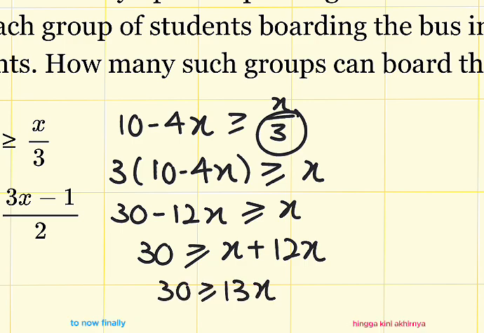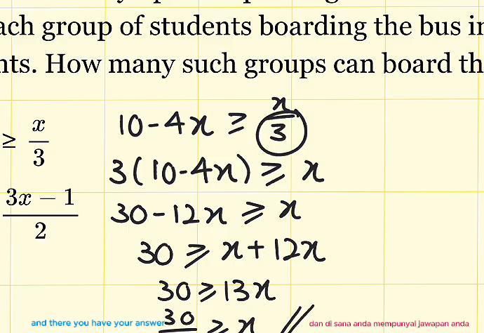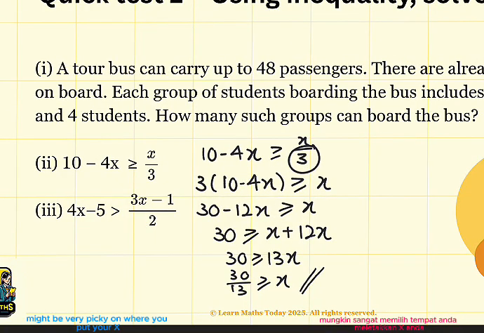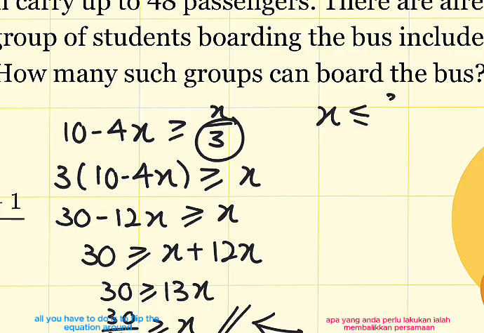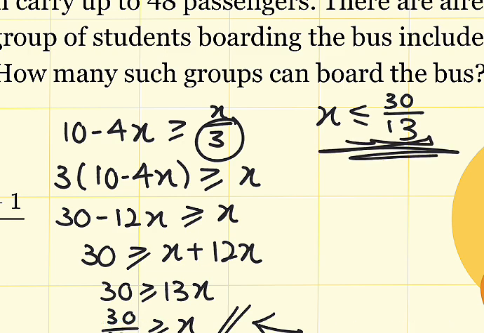To now finally really isolate the x, you divide both sides by 13. And there you have your answer. But remember, in exams, some examiners might be very picky on where you put your x, and most of them will prefer x to be on the left. So if you want x to be on the left, all you have to do is to flip the equation around. It's like a mirror, and imagine just flipping it around and you will get this.